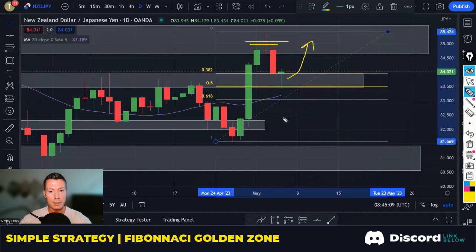It's as simple as that, guys. Identify the trend, wait for that retrace back into the golden zone, then look for buys. But we need a reaction, and we're definitely getting a reaction as we speak. So this is another good example of how we use fib retracements on the New Zealand yen, an example of an uptrend. Let's take a look at another example now on a different time frame.